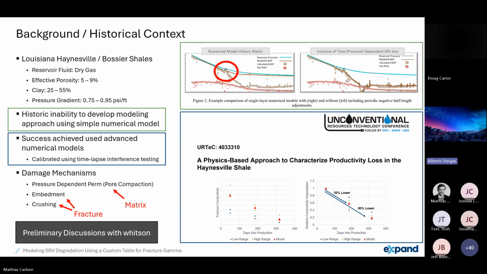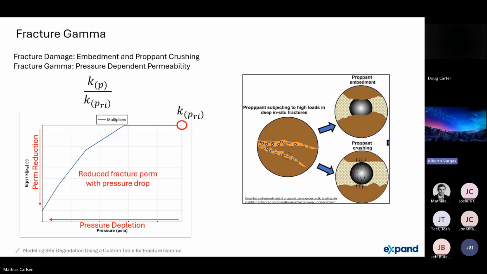It was at this time we started talking with Whitson and discussing, hey, we have these challenges with simple numerical models. What options do we have available? And the team brought up, hey, we have a feature within Whitson that we can use, and that's the fracture gamma. When we think about the characterization of what's happening within the fracture, there's a cartoon on the right-hand side showing what embedment looks like. Jared also mentioned earlier the Haynesville Shale. We see some pretty large stresses in the Haynesville, and therefore crushing could be in play. So we need to make sure we include that.